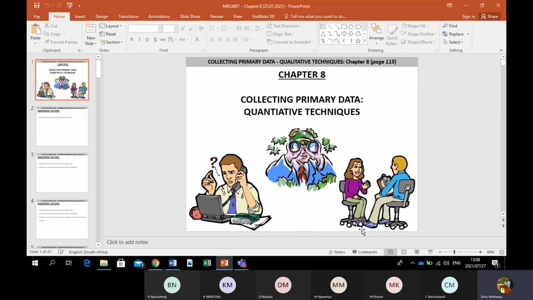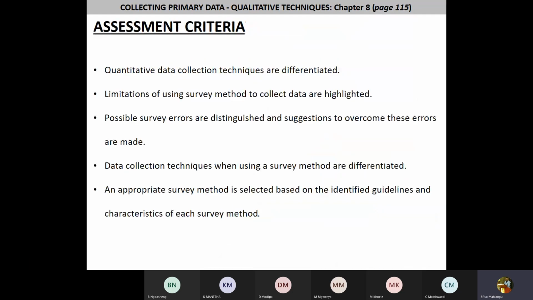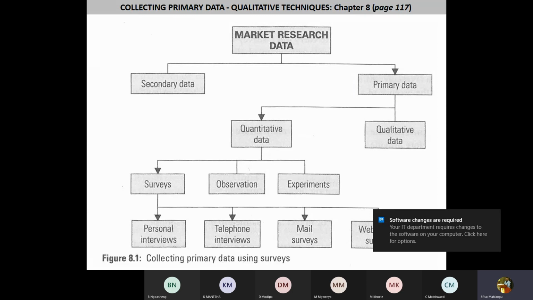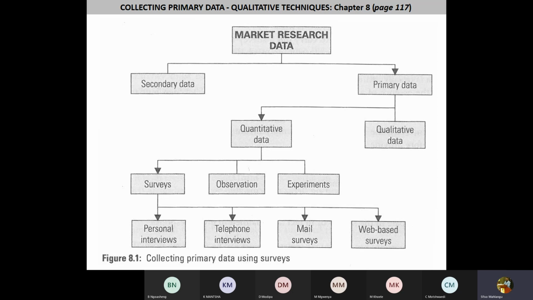If you look at the slide, as well as in the textbook, you've got the figure that illustrates the collection of primary data. In the textbook it is on page 132. In figure 8.1, under primary data, we've got qualitative data as well as quantitative data. These are the research approach or data collection approach. Just take into account this is an approach, whether it's qualitative or quantitative.